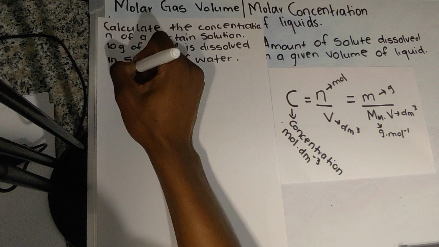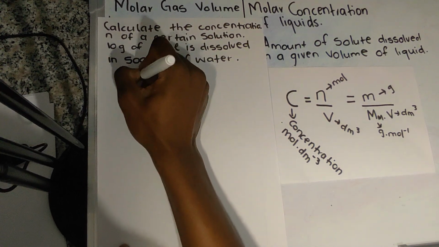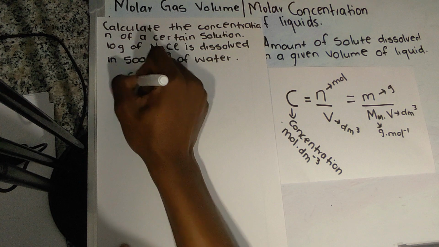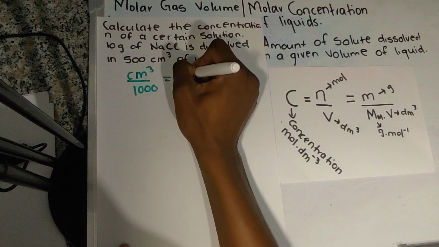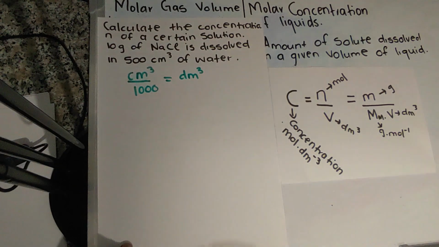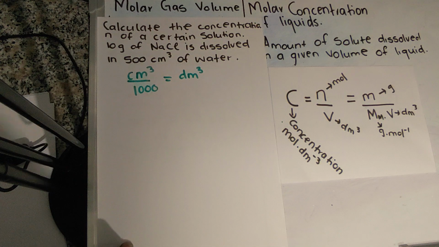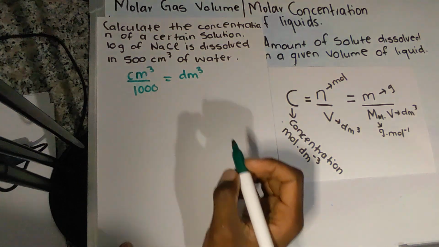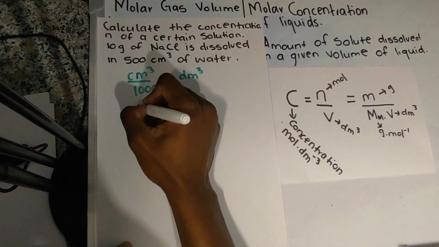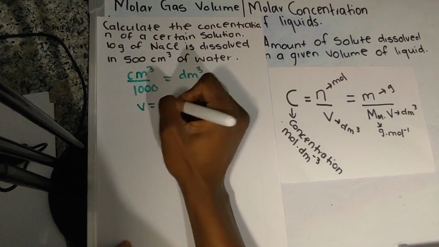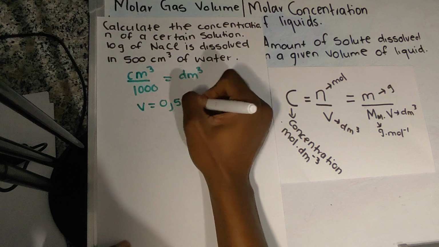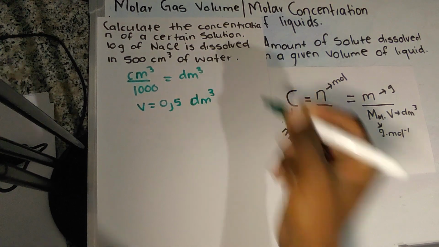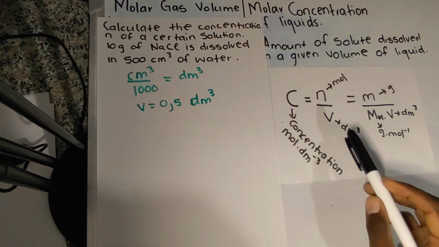So what we do is, if you divide the volume which is in centimeter cubed by 1,000, the answer will always be in decimeter cubed. So that means we need to divide the 500 centimeter cubed by 1,000 to get our answer in decimeter cubed. Now, let us continue. So the volume that we're working with here is equal to 0.5 decimeter cubed after dividing by 1,000.